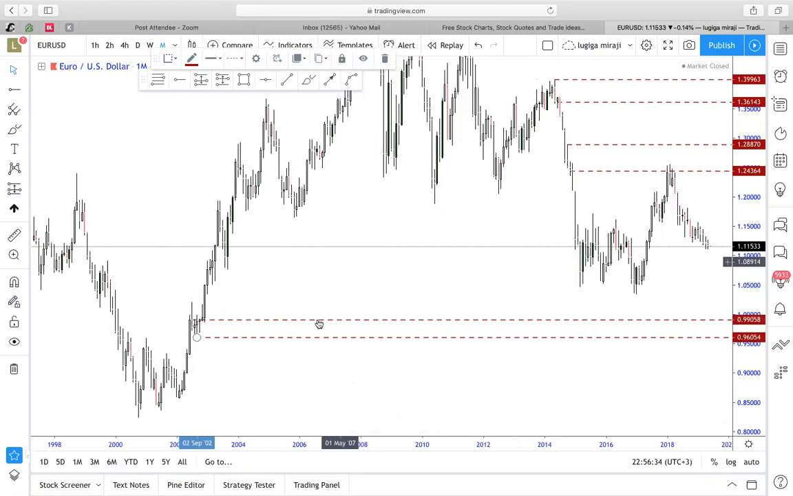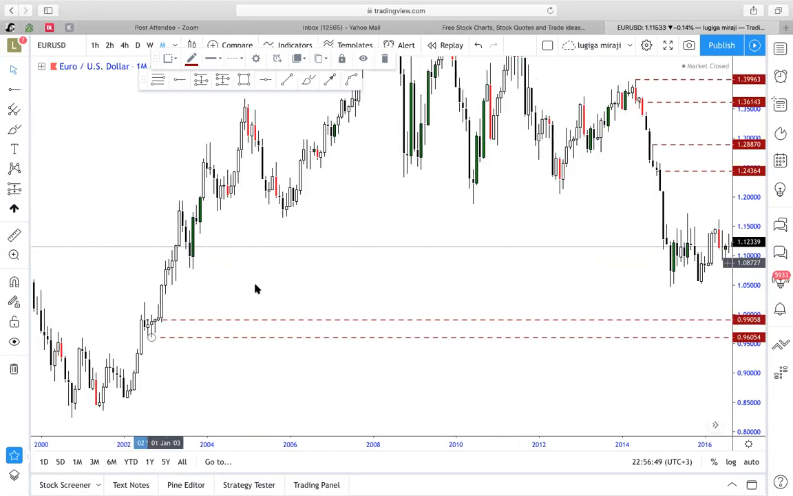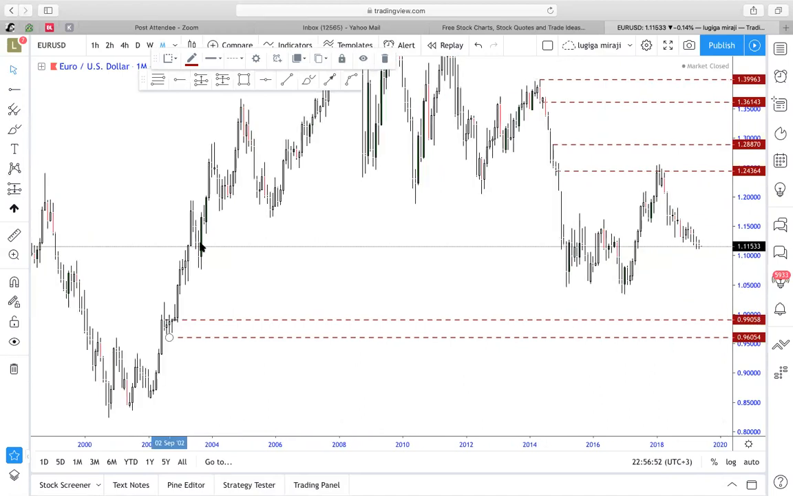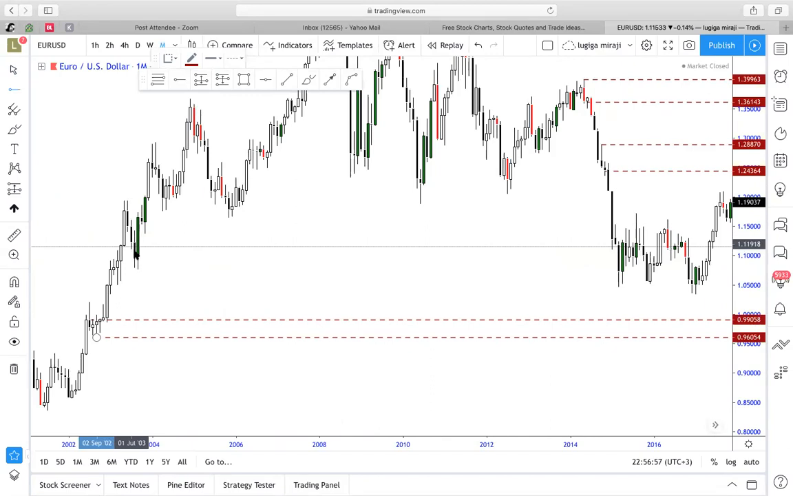Which type of demand zone? This is the CP type of demand zone. Price was rising, and then it bases, then it rises. That is a rally, base, rally structure. Okay, when price rises up, you can check, we have another level here. Price was rising up, it falls down, and then it rises up, forming a bullish engulfing structure.